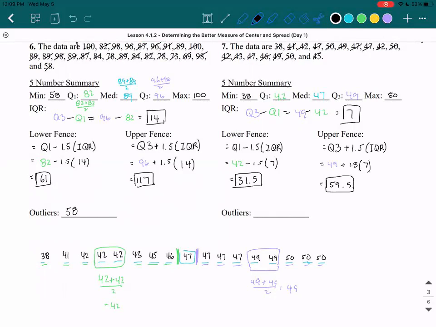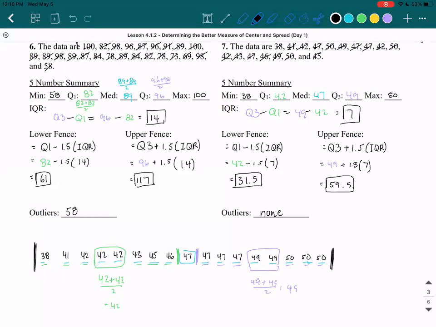So let's take a look at our numbers in order. Is there anything lower than 31.5? Nope, our minimum was 38, so there's no low outliers. Are there any numbers bigger than 59.5? Nope, our biggest number is 50, so there's no outliers that are large either. So for here, you can say none. There can be no outliers, it's fine.